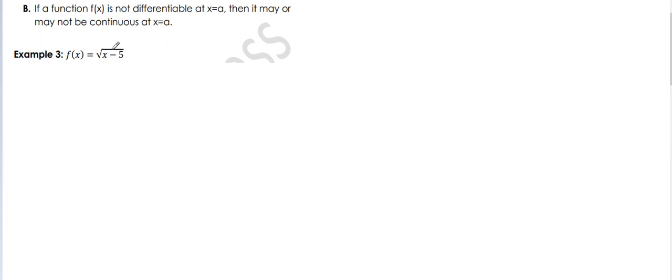This time, papakita natin yung another relationship. So, we have here, if a function f of x is not differentiable at x equals a, then it may or may not be continuous at x equals a. Again, ibig sabihin na nito, kapag hindi daw differentiable ang ating function, pwedeng maging continuous or pwedeng hindi. Okay, so ibig sabihin hindi tayo sure. Kaya kailangan natin isolve ang continuity nito.